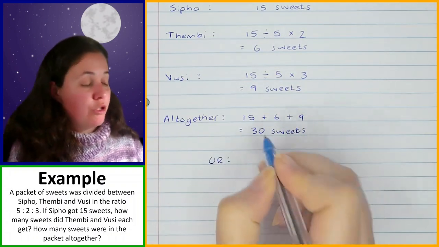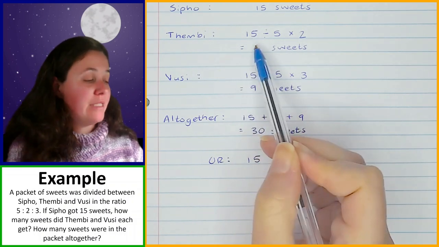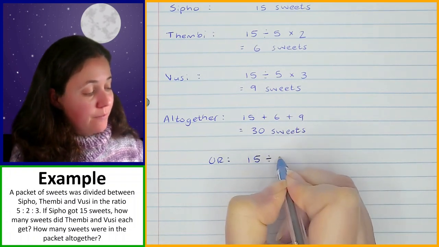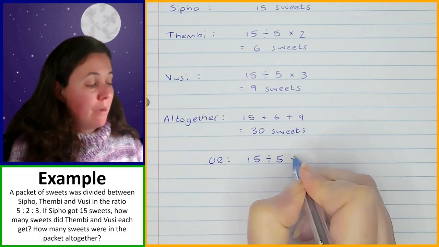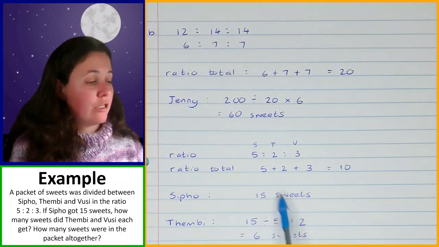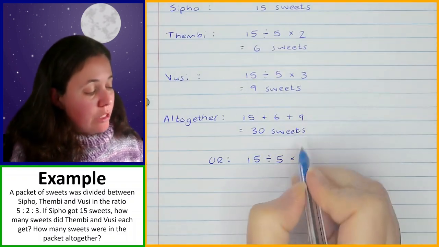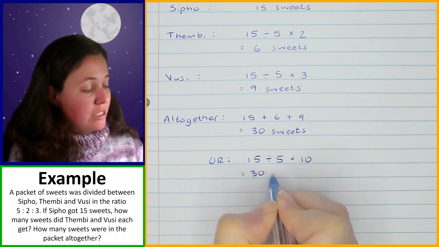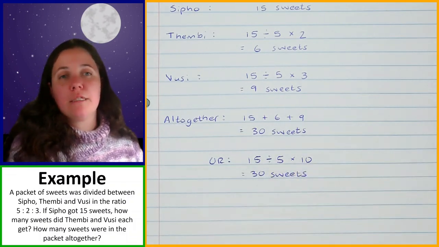Take Sipo's amount, which is 15, and just like I did when I was working out for 10b and Busi, I'm going to divide 15 by Sipo's part of the ratio, which was 5. So divide that by 5. And then, because I want to work out the total, I'm now going to multiply by the ratio total, which we worked out was over here. That was 10 over there. So I'm going to multiply by 10. So I get 15 divided by 5 is 3, times 10 is 30, which is the same answer as I got over there, because it's just another way of getting to the same thing.